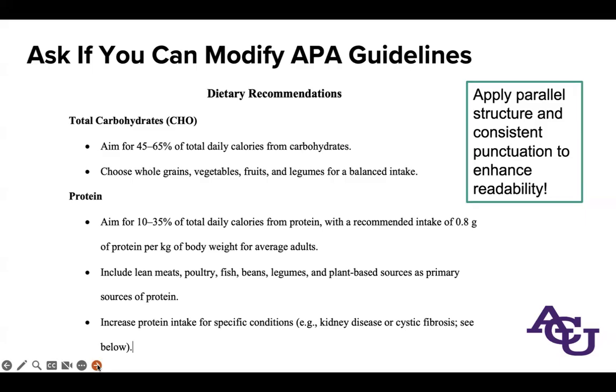So under total carbohydrates, I have, aim for 45 to 65% of total daily calories from carbohydrates, with a capital A, followed by a period because that is a complete sentence on its own. It's that command type of sentence that we've been talking about. And then all of my other bullets under carbohydrates and protein are listed the same way. So again, you may want to take this approach if your professor says that you can deviate from APA, if they truly want just a very, very simple list type format for this assignment.